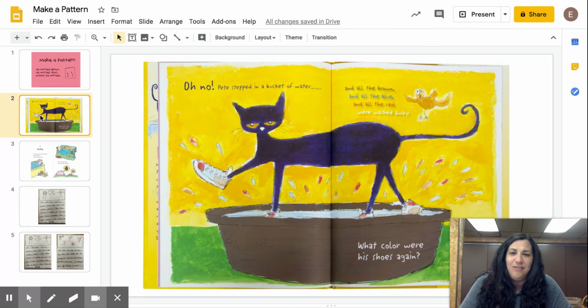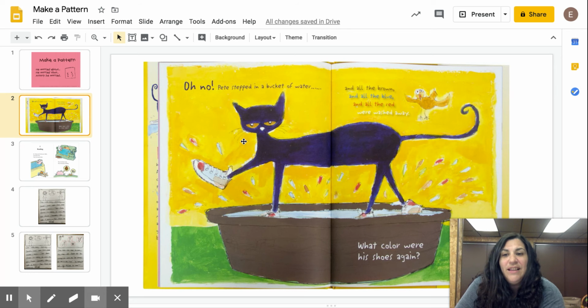I miss Pete the Cat, right? He was such a fun part of our classrooms. So this is the book about Pete the Cat and his new shoes. And he kept stepping in things and his shoes were changing colors, right? And then it says, oh no, Pete stepped in a bucket of water and all the brown and all the blue and all the red were washed away. So this author kept repeating, and all the, and he said the color, and all the, and he said the color, and all the, right? And that makes it fun and exciting for us as readers when we're reading this page.